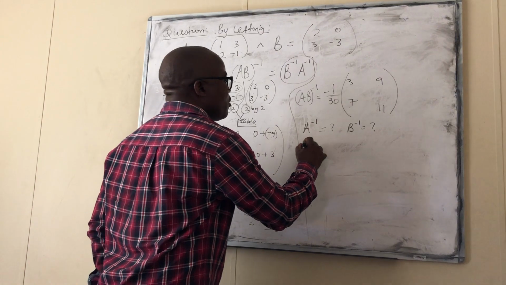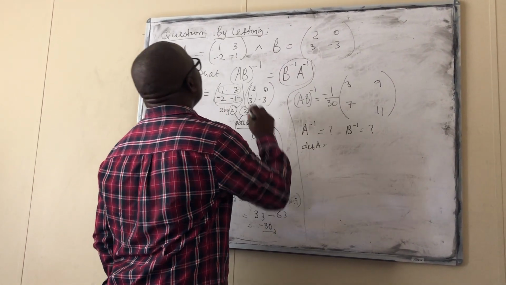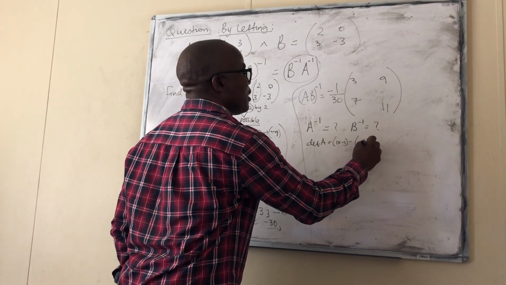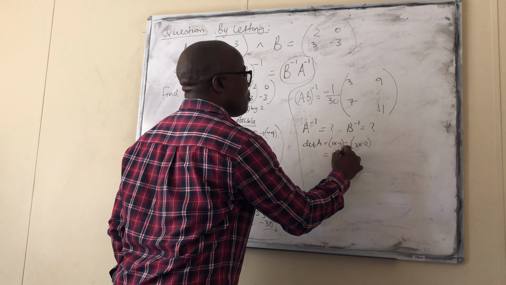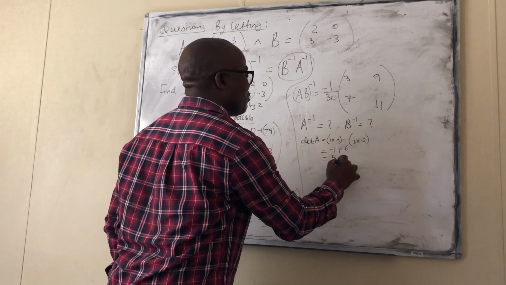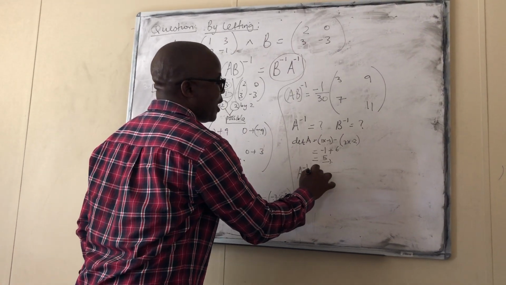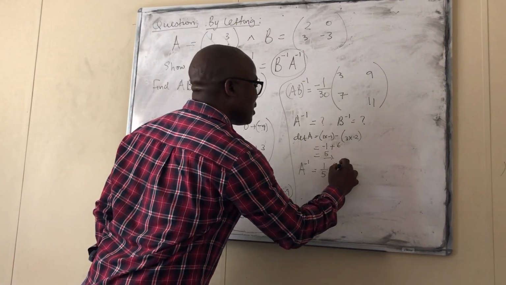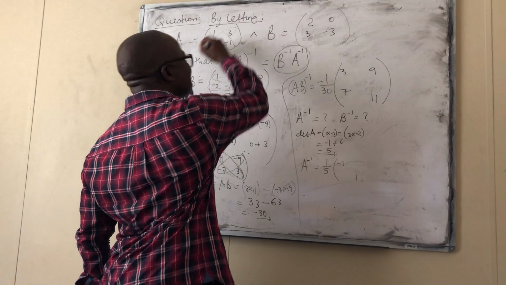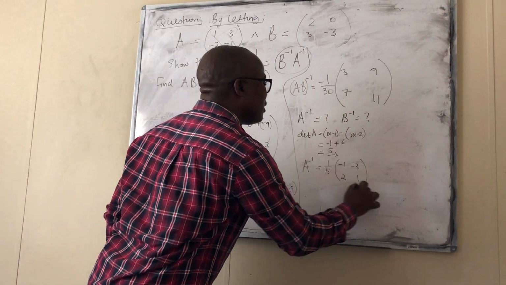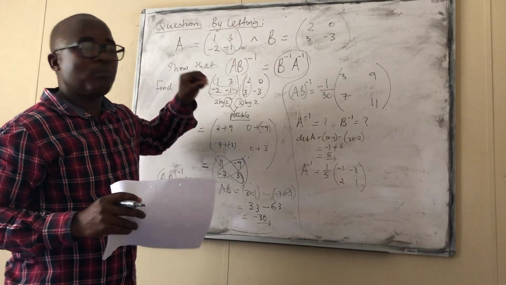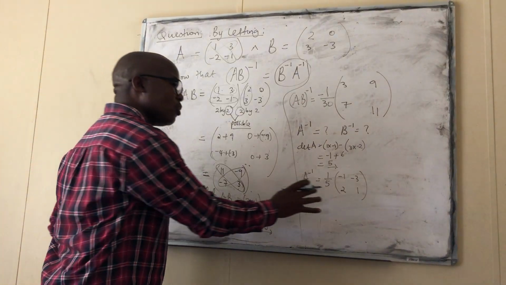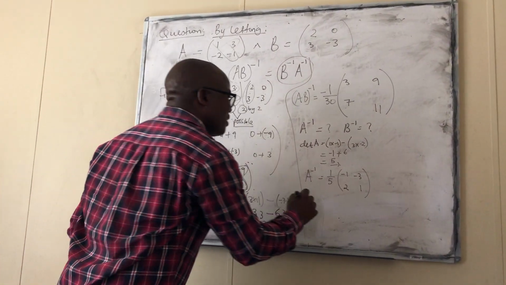Right, so we are going to find the determinant of A. Determinant of A is 1 times minus 1 minus 3 times minus 2. So this is minus 1 plus 6, which is 5. Therefore, the inverse of A is 1 over 5, and then you swap these numbers here. It's minus 1, 1. You change the signs here. It's a 2 minus 3. These other diagonal, you don't swap them. You change the signs. These ones, you swap them. So this is the inverse of A. Let's find the inverse of B.